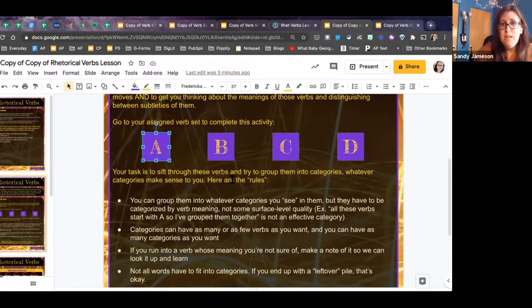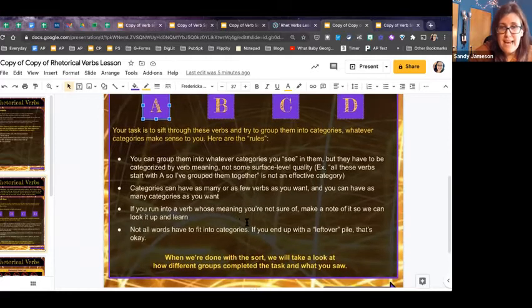You might have a category with 3 verbs, you might have a category with 6 verbs. Doesn't matter. If you run into a verb whose meaning you're not sure of, make a note of it and look it up, because you can't categorize it unless you know what it means. Don't try to force fit it into a category. Finally, not all words have to fit into categories. If you end up with a leftover pile, a slush pile, that's okay too. When we're done with the verb sort, I want everybody to attempt this on their own, just to get the thinking practice. Then we're going to look at how different groups completed this task, and talk about how they grouped them together.